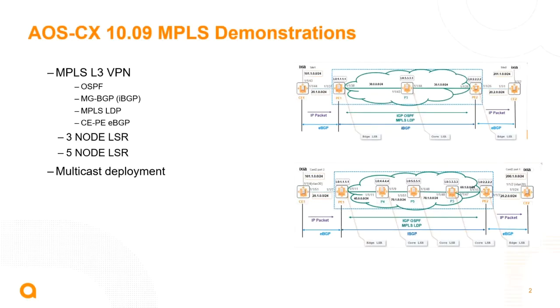Okay, so this is the flow of the demo of the MPLS 10.09 release. We are going to see MPLS L3 VPN, how OSPF is configured with all the LSRs, how MP-BGP is established between the PEs, and how MPLS LDP is able to give the MPLS transport label to all the loopbacks in that LSR, what you see here.